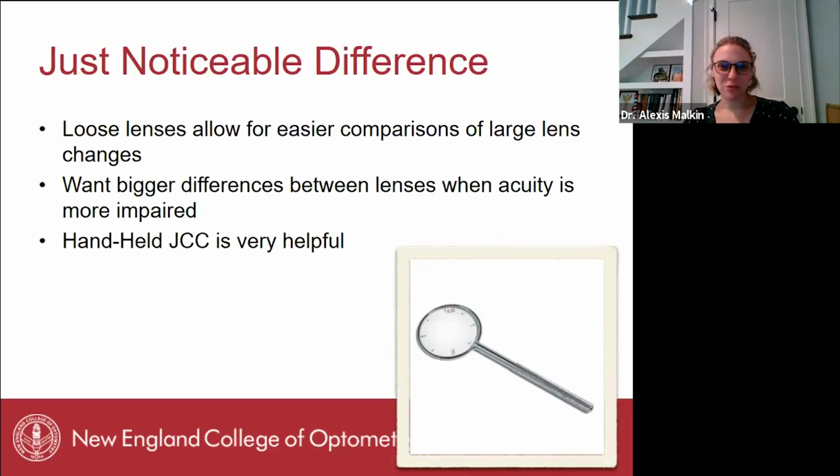So if you're going to try to change by a diopter in each direction in the phoropter, it's just a little bit more cumbersome. Whereas if you can pick up a trial lens, it's much, much easier. You also want bigger differences between lenses when the acuity is more impaired. I love my handheld JCCs. I use a plus minus a quarter, plus minus a half, and plus minus 1 pretty regularly in my clinic. And I find that I do get kind of large shifts in astigmatism correction and can really help the patient refine their axis more comfortably than if I'm only doing those plus minus quarter changes in the phoropter.